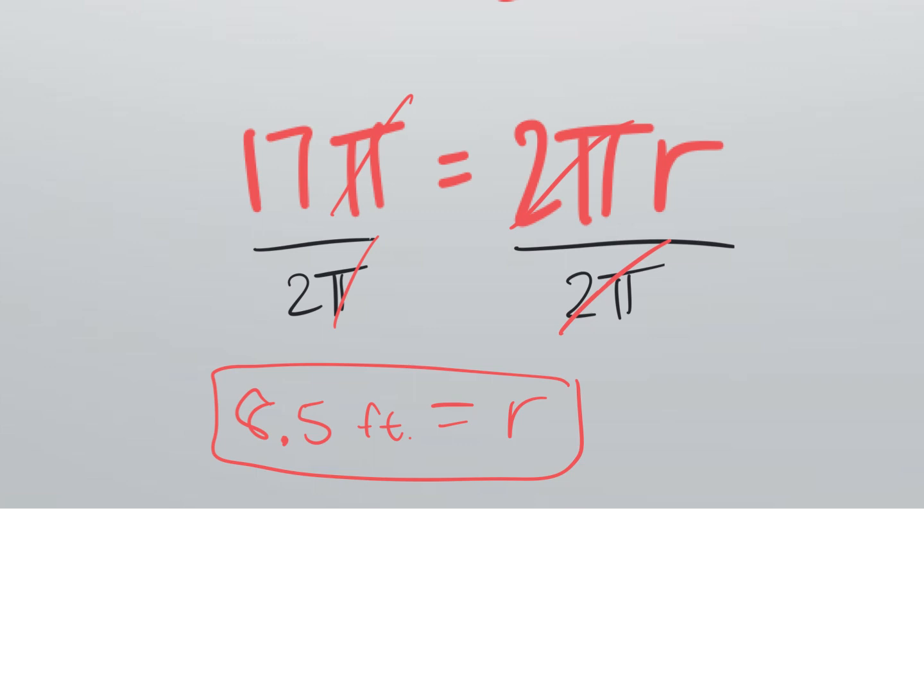What's the diameter of this circle? 17. Very good. How do you get from the radius to the diameter? You multiply it by 2. Okay? And you can do vice versa. So if you found the diameter, you could just take that diameter and divide it by 2.